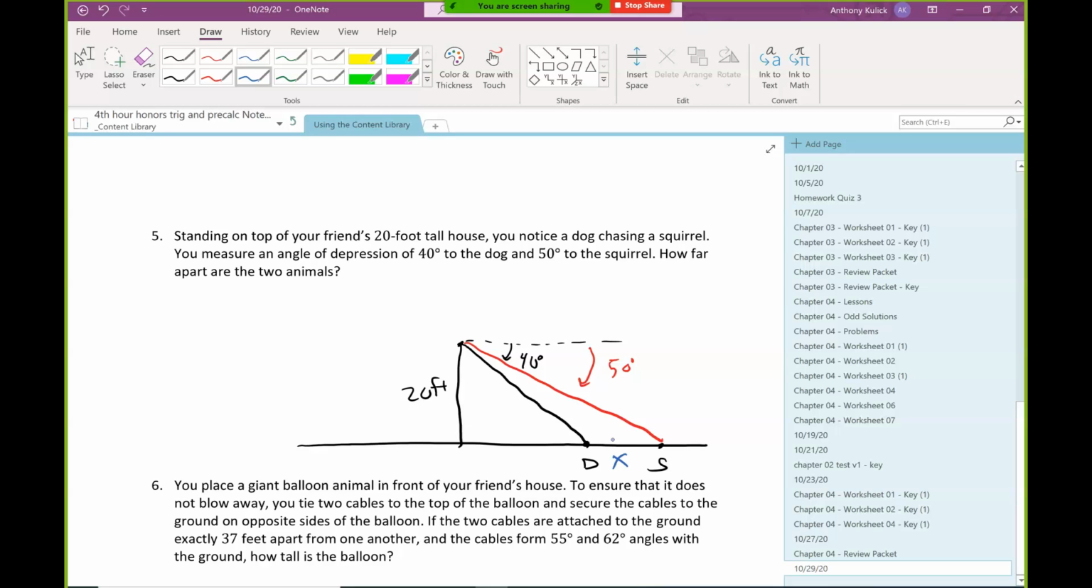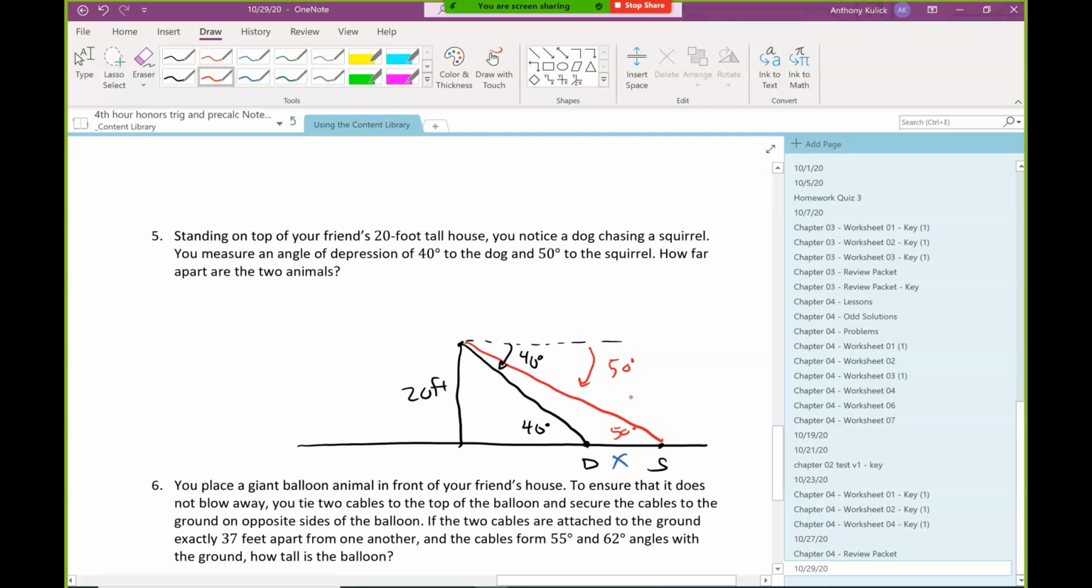Leah, you good with our picture here? Okay. So I'm going to rewrite this here, doing a couple of things. I'm going to use the alternate interior angles theorem to rewrite those angles in those spots. Is that okay? Remember that from geometry? If you have two parallel lines crossed by a transversal, the alternate interior angles are congruent.